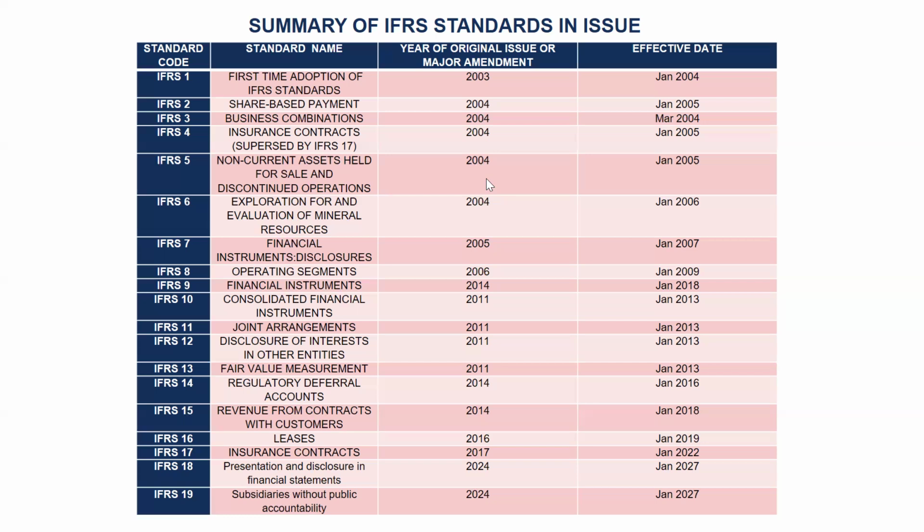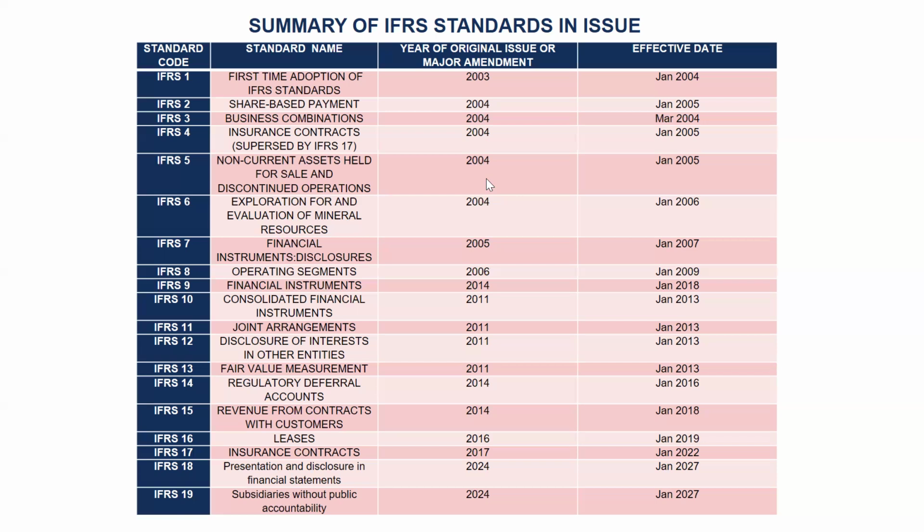And this standard brings about some significant changes in terms of provisioning for bad and doubtful debts, in that IAS 39 required that we make a provision for bad and doubtful debts when they have been incurred. We can call it the incurred model. But now under IFRS 9, we have what we call the expected credit loss model, ECL model.